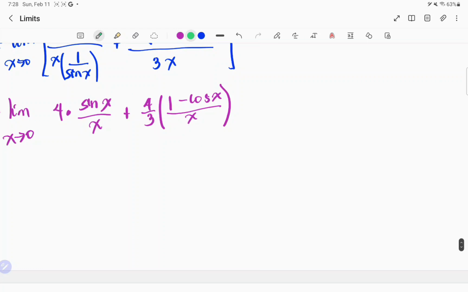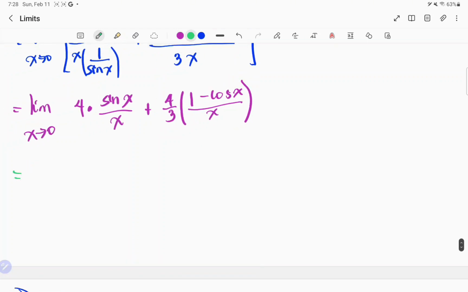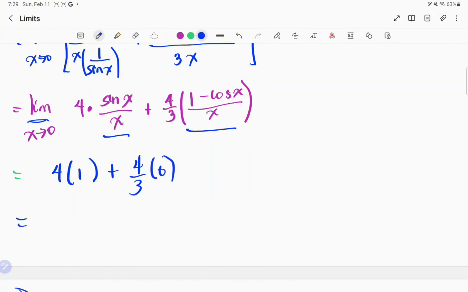So let's simplify this further. I know that the limit of this function is 1. The limit of this function is 0. So I have 4 times 1 plus 4/3 times 0. So my final answer should be 4 plus 0 equal to 4.